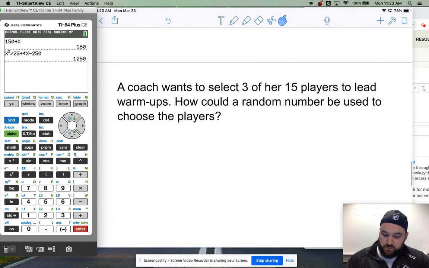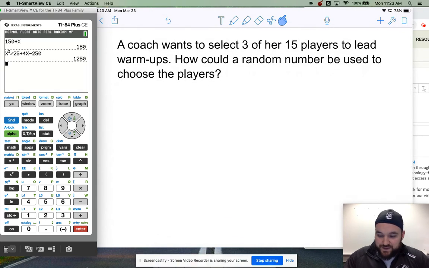So here's an example of how we'll do this. A coach wants to select 3 of her 15 players to lead warmups.